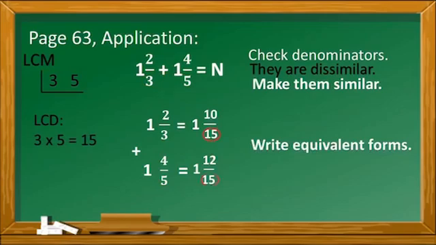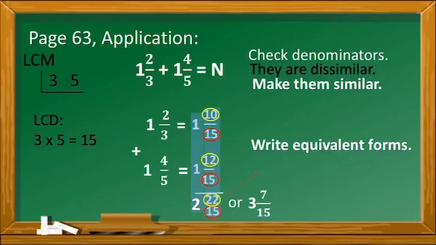Now that we have 15 as our common denominator, we can add the fractions, starting with the whole number column. 1 plus 1 equals 2. Then, for the fractional column, we add first the numerators, 10 and 12, equals 22. And then, we copy the common denominator, 15. 2 and 22/15 or 3 and 7/15.